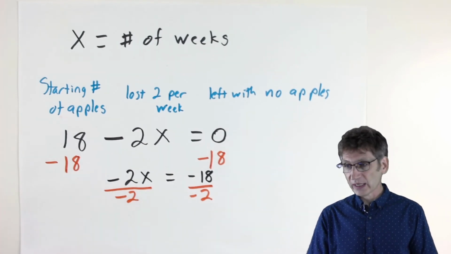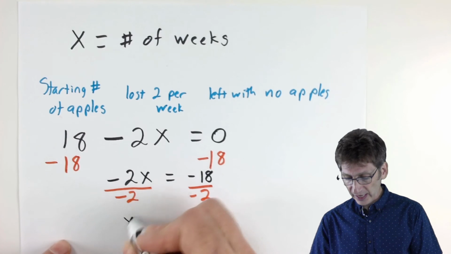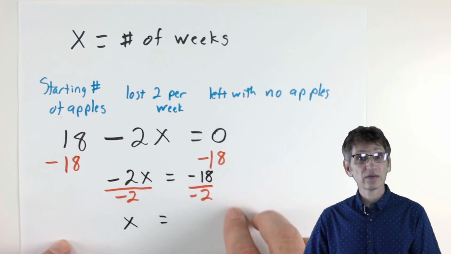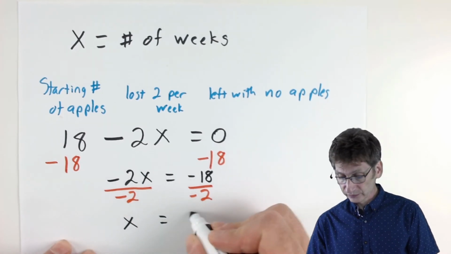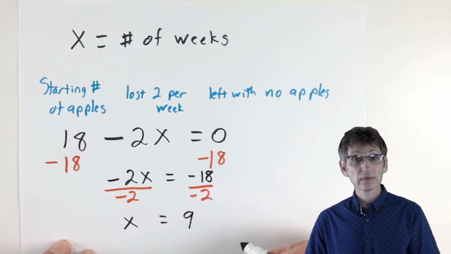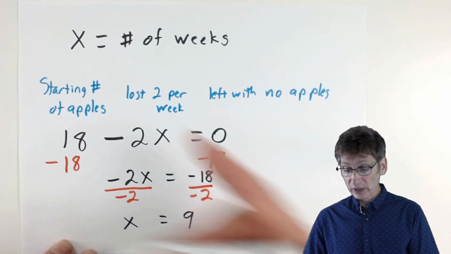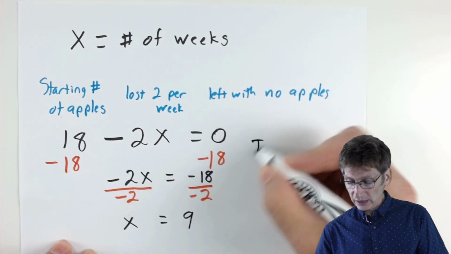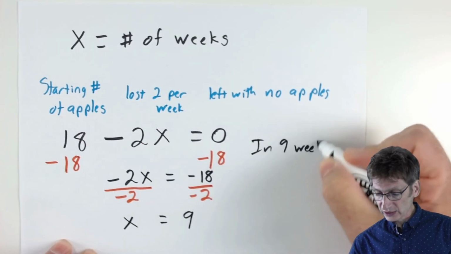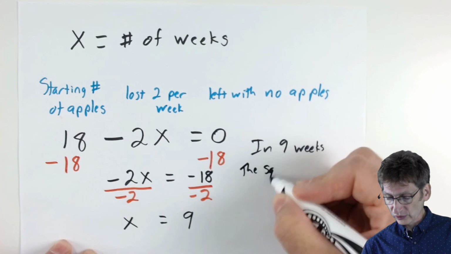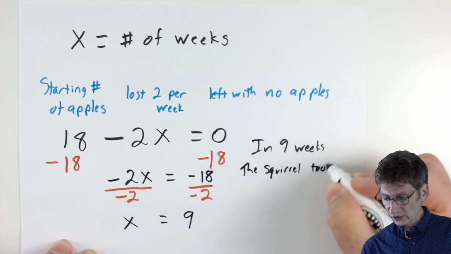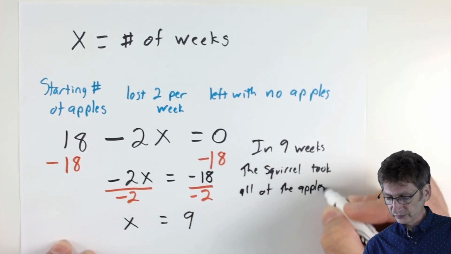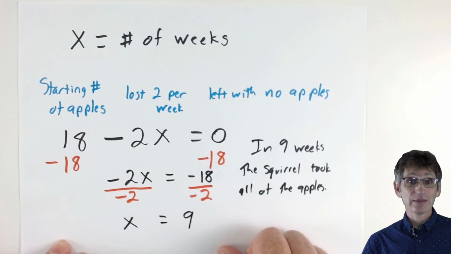The whole point of dividing by negative 2 was to isolate the variable and give me x. On the right side of the equation, negative 18 divided by negative 2, and negative divided by negative, positive. x equals 9. With x equals 9, we now know the number of weeks and we can answer the actual question. So, in 9 weeks, the squirrel took all of the apples. Well, next year I'll try to keep those apples away from the squirrel.